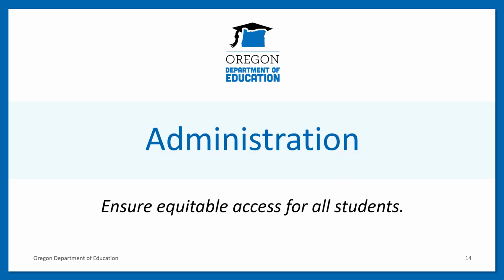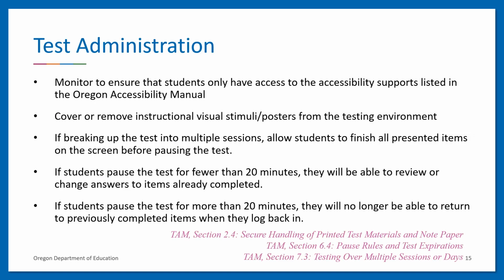Planning for test administration ensures equitable access for all students. During testing, students may only access materials explicitly identified in the detailed list of content area accessibility supports found in the Oregon Accessibility Manual. For example, students may not access materials such as class notes, electronic translation devices, or cell phones during testing.